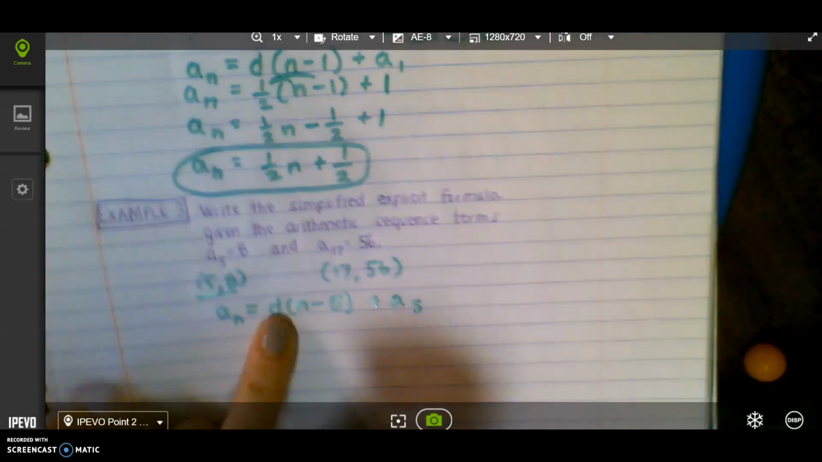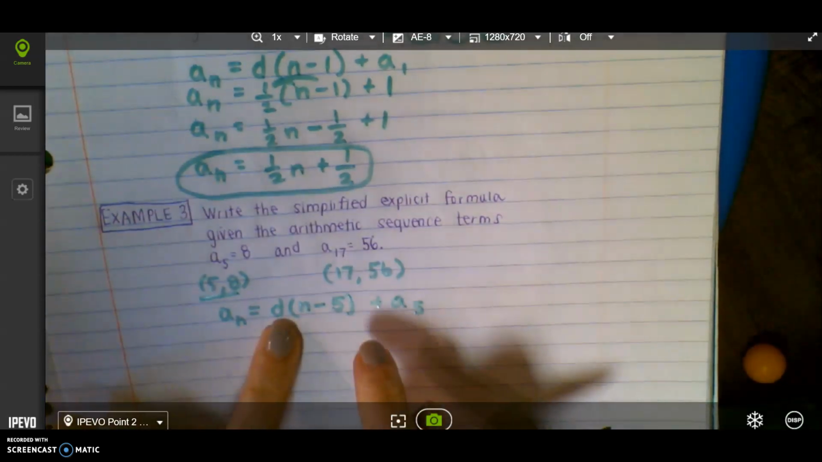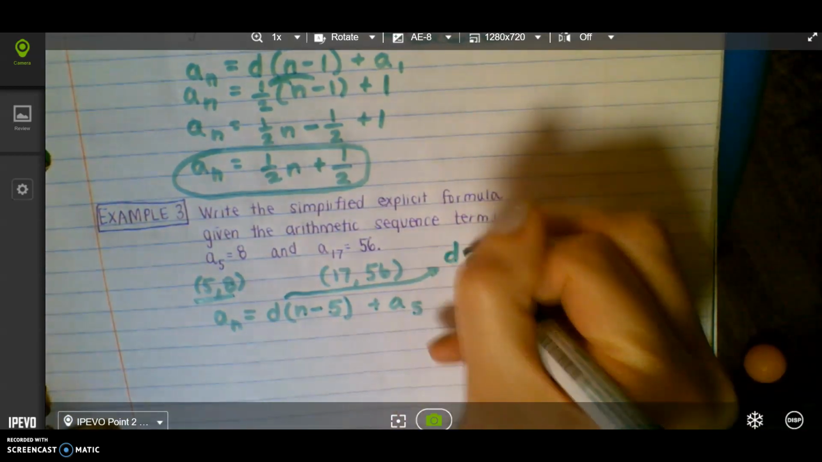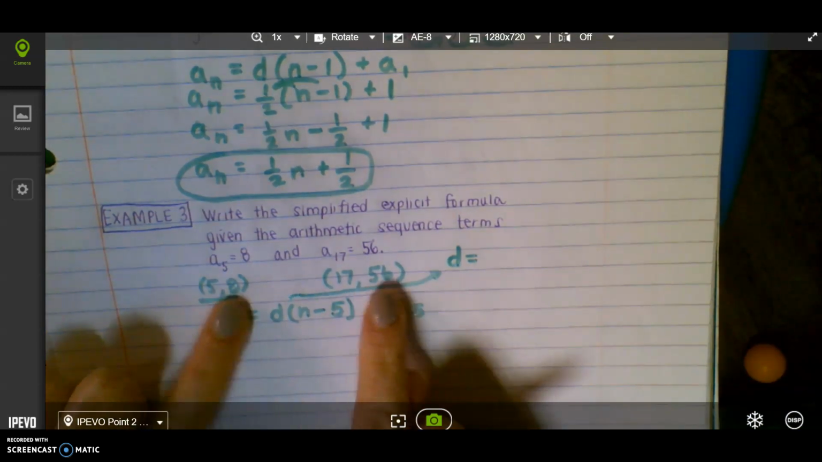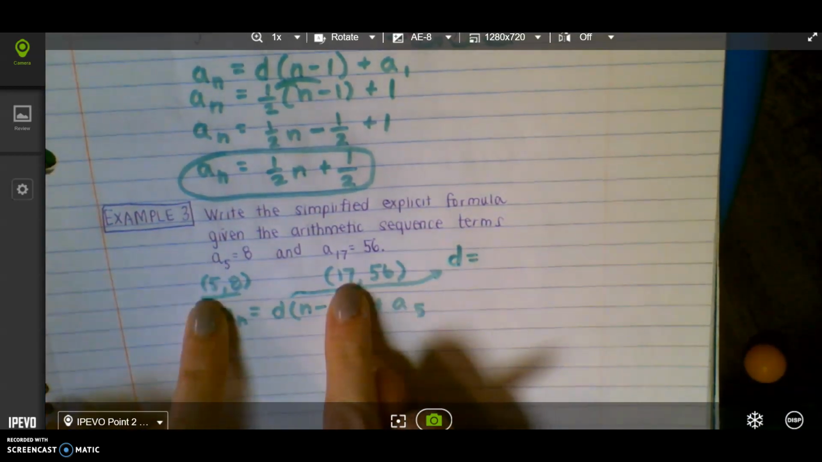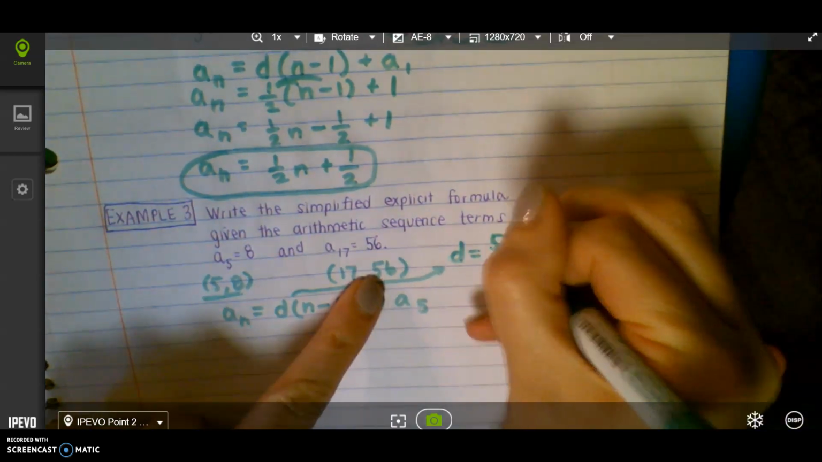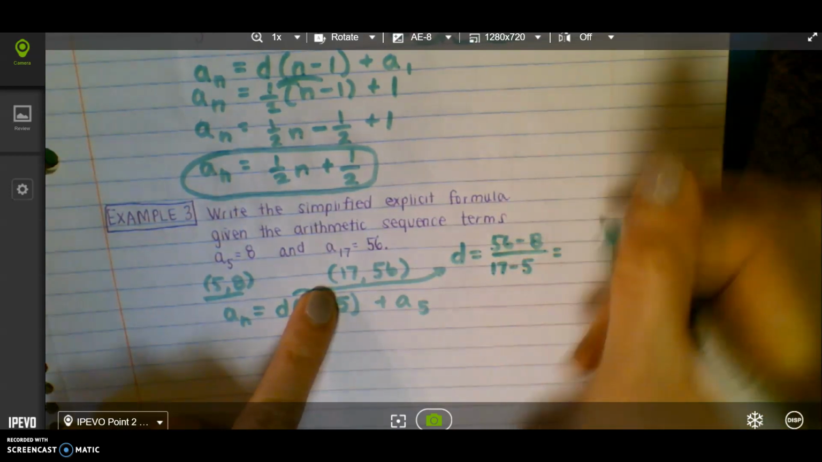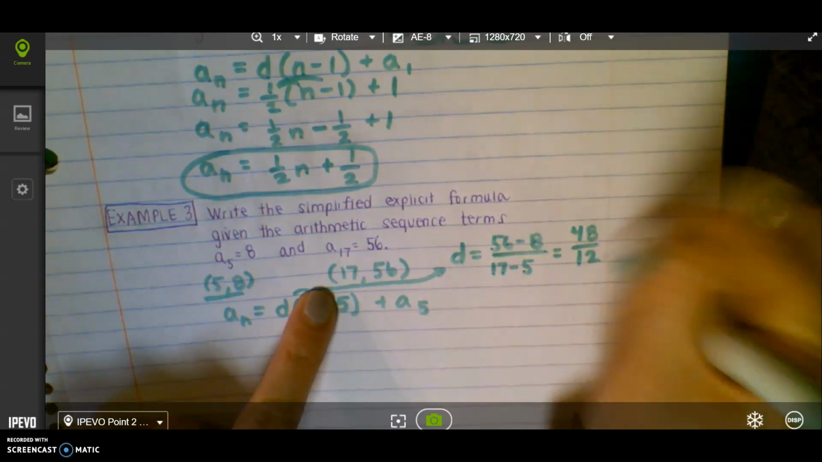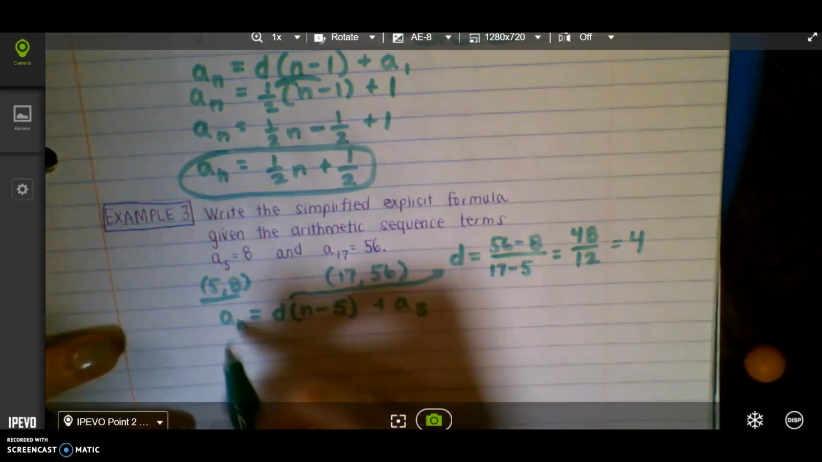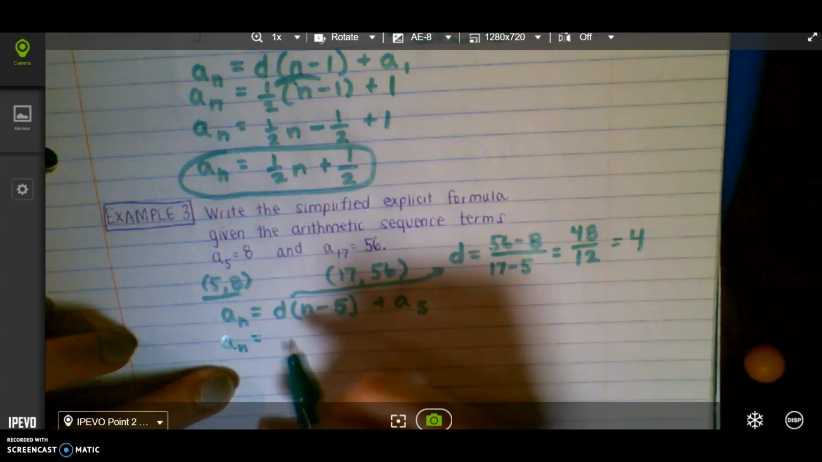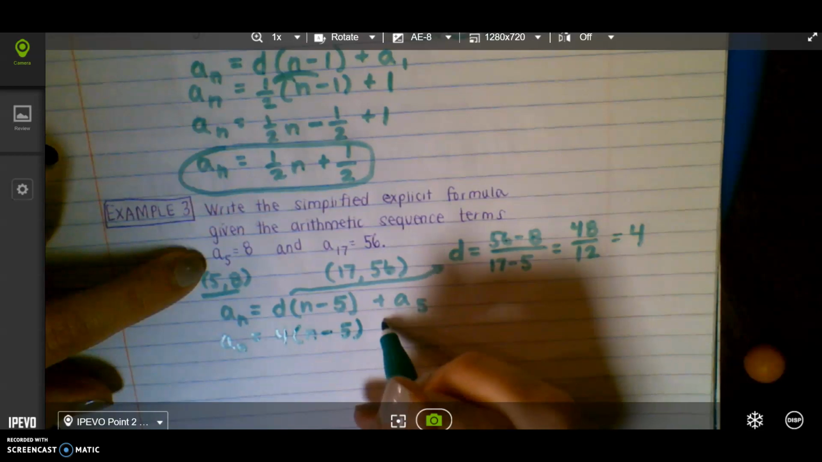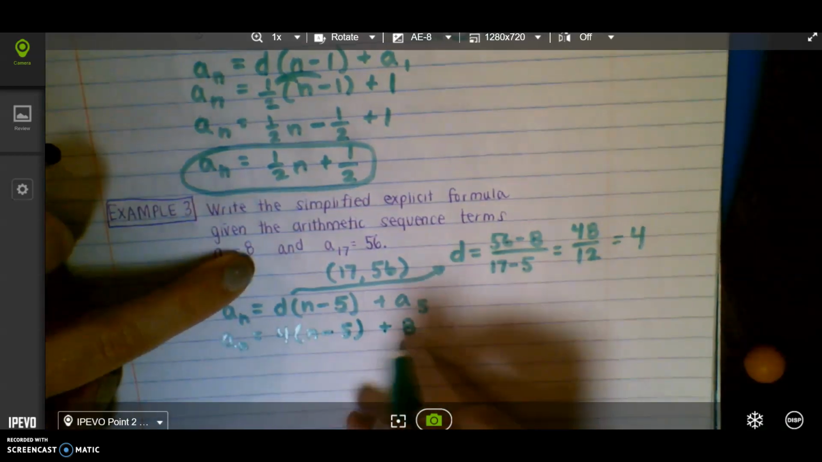I don't know the common difference, but think back to the graph. The common difference is slope. So I'll just find the slope between our 2 points, which is y2 minus y1 over x2 minus x1. So 56 minus 8 over 17 minus 5 is 48 over 12, which simplifies to 4. So for my equation then, 4 is the common difference, times n minus 5, because I'm using the 5th term, plus 8, which is the 5th term.